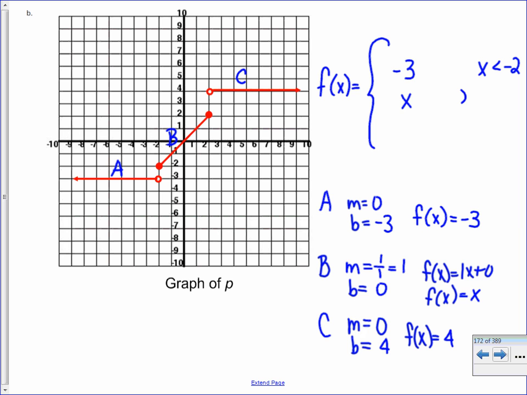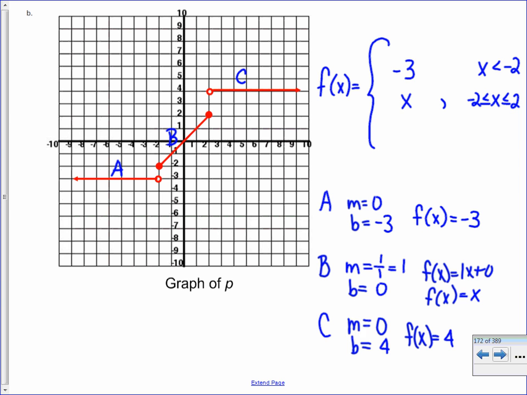And now I am going from -2 to +2 on the x-axis. So x is greater than or equal to -2 and less than or equal to +2. Okay, so I go from -2 to +2 inclusive. It includes both the -2 and the +2 because there are 2 closed circles.